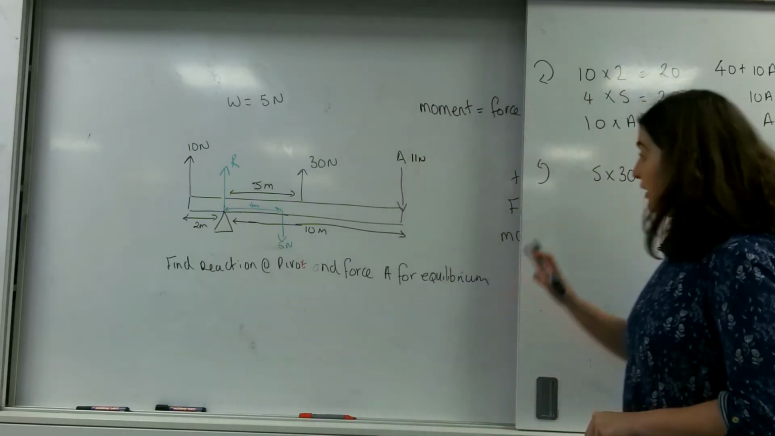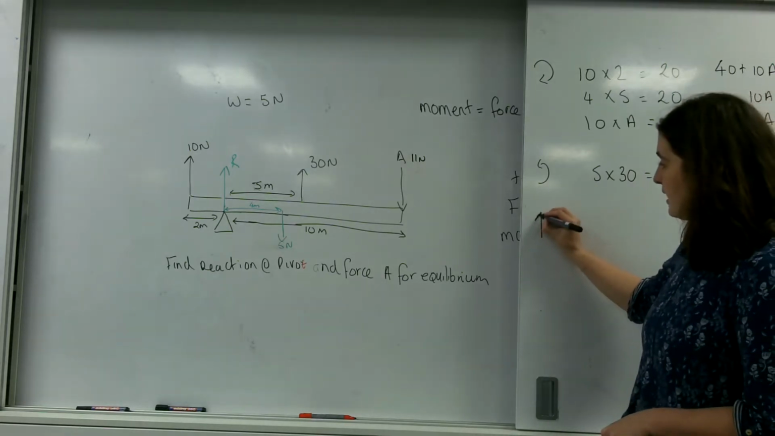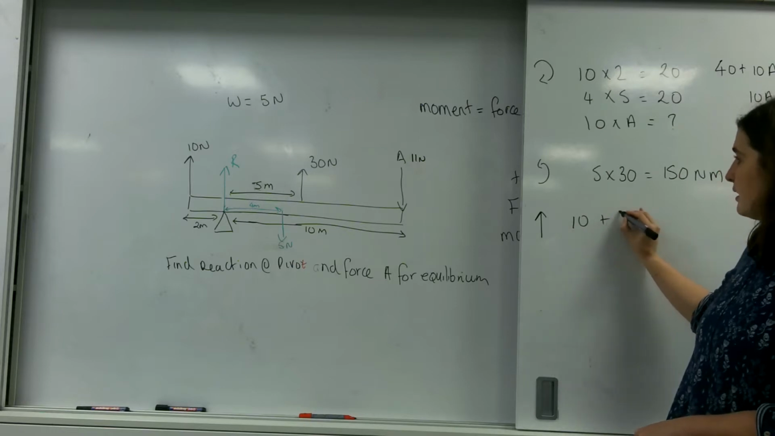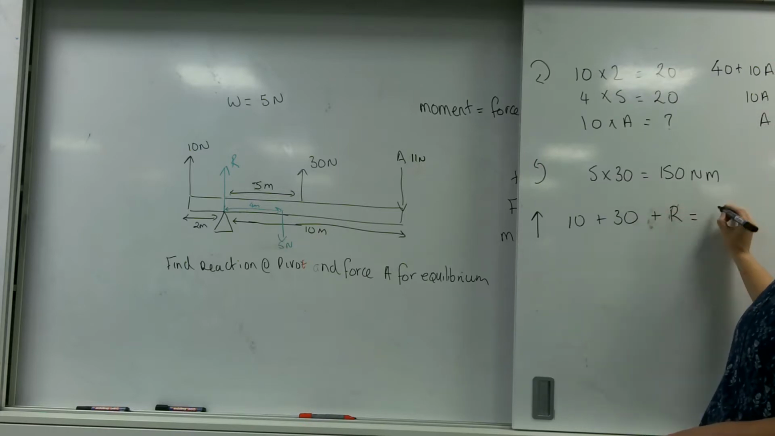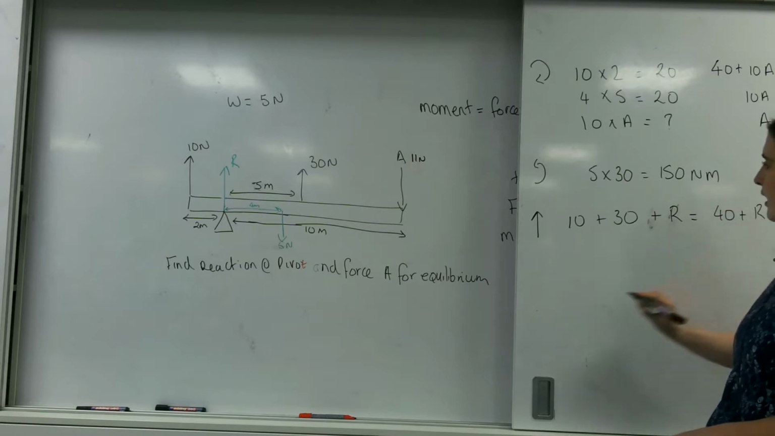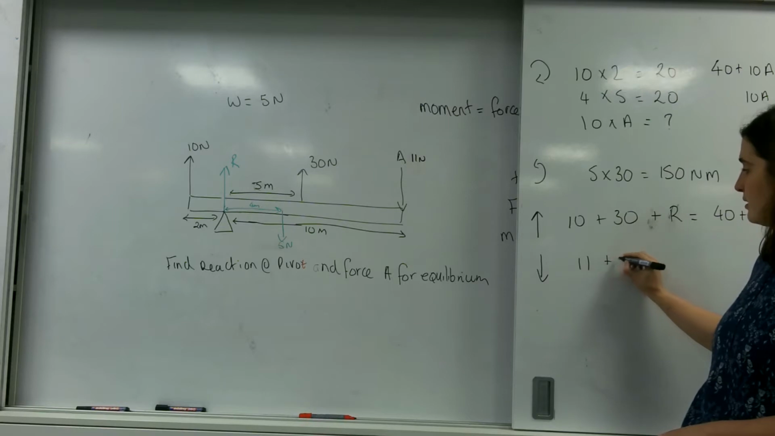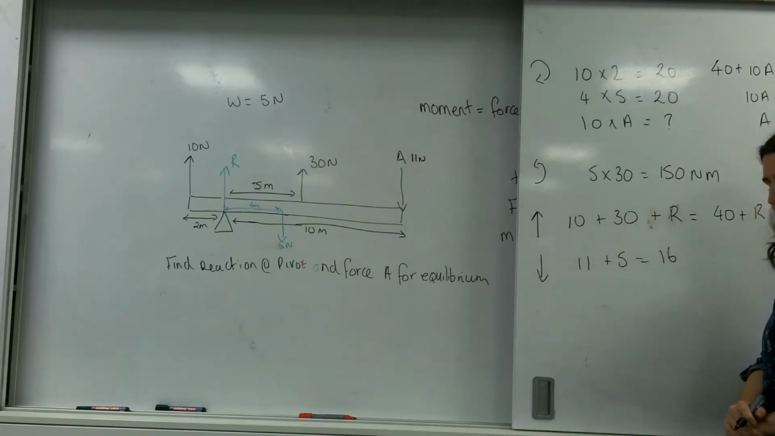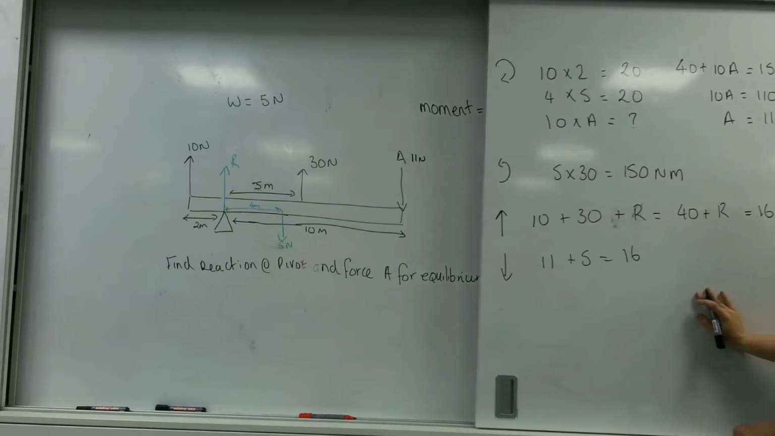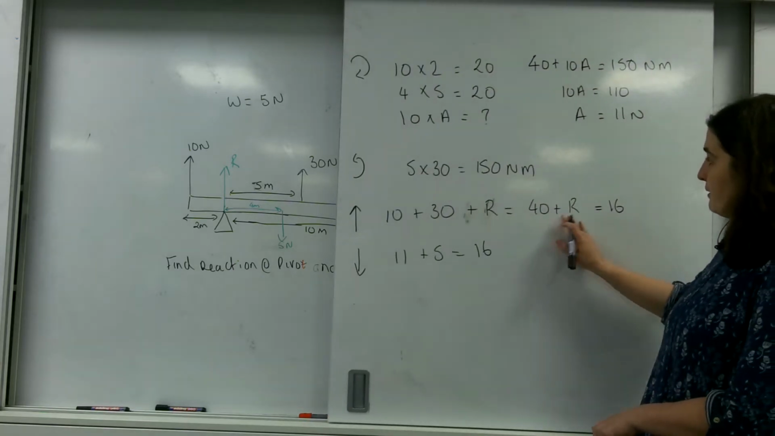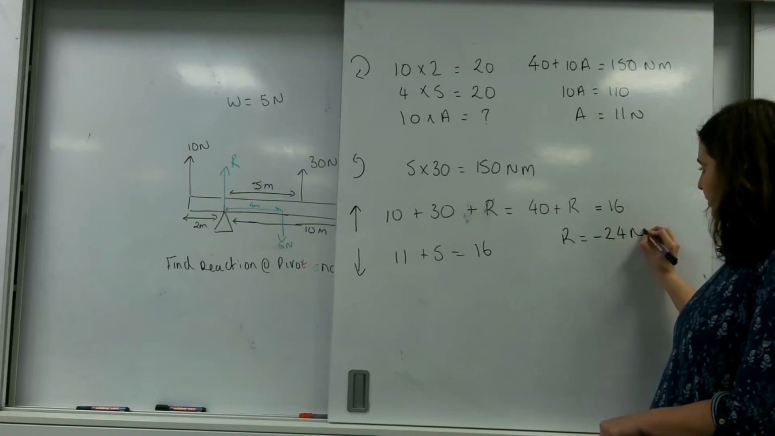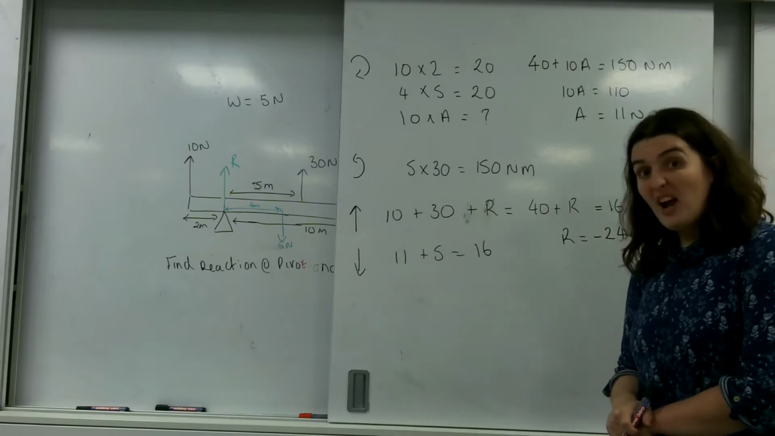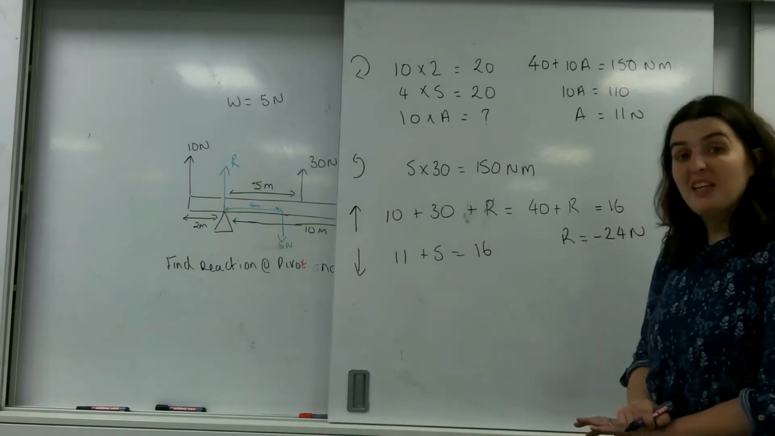I am now going to do my forces. My forces up are going to be 10 plus 30, which equals 40, plus R. My forces down are going to be 11 plus 5, which is 16. So I know 40 plus R must equal 16, which means R must equal minus 24 newtons. This negative sign means I got my R the wrong way round, which means instead of up it would be going down.